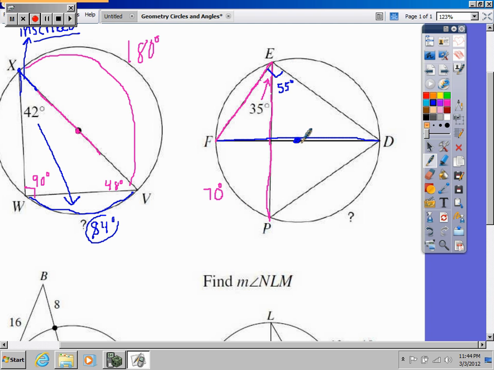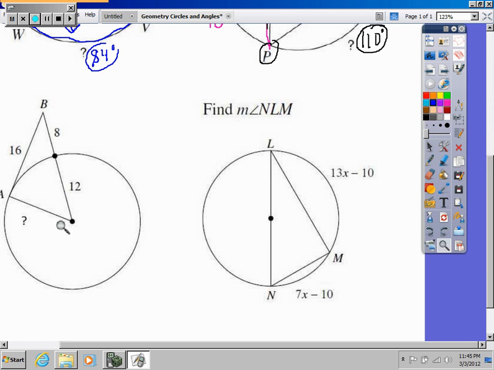Then what we can do is again use the fact that 55 would be an inscribed angle all the way from P to D. And that's actually what we wanted in this case. So if we follow that down, when we double that, we would get 110 degrees for that arc on the outside edge.